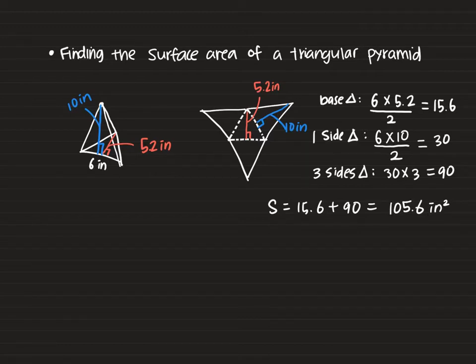Any other regular pyramid will have the area given to you. If the area of the base is given to you, all you have to do is find the lateral areas and then add them to the given area of the base, and you'll be able to find the total surface area.